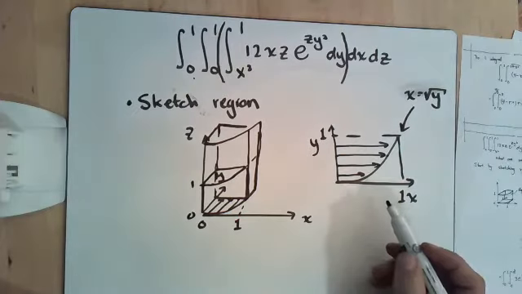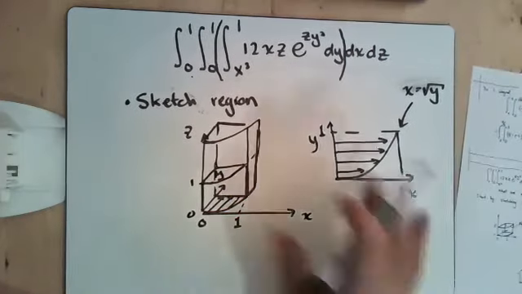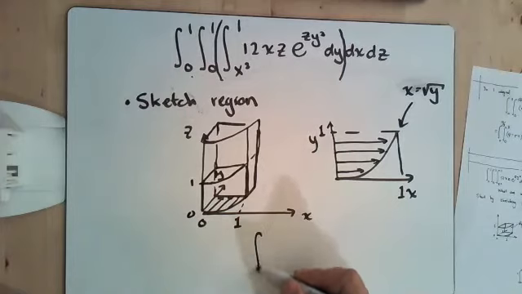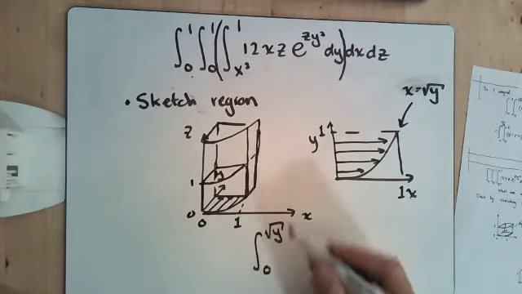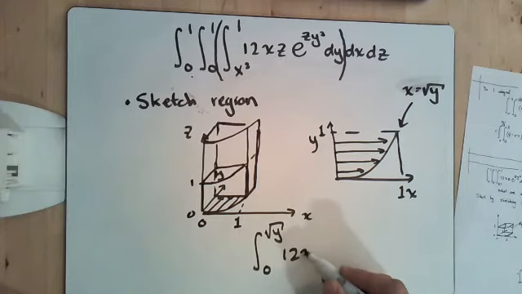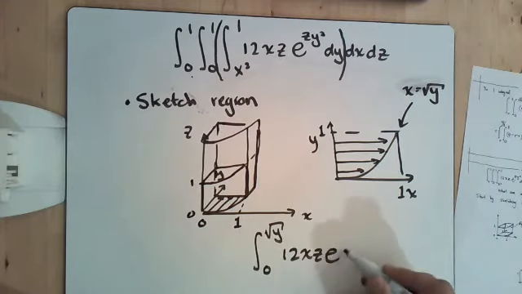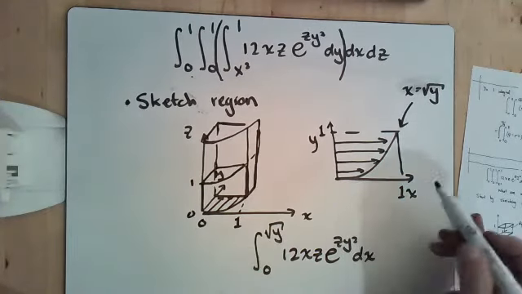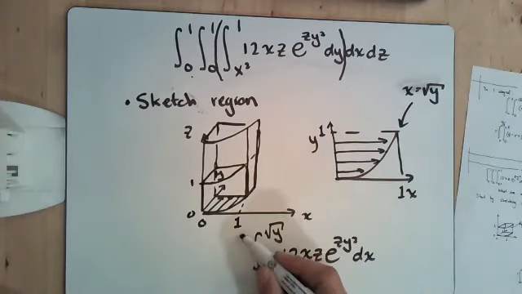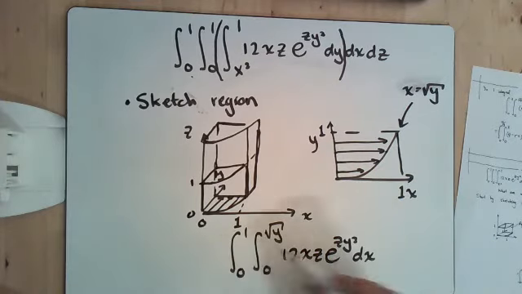is where we end. So our inner integral now would look like the integral from 0 to the square root of y. Our function stays the same, 12x z e to the zy squared. We're going to have now a dx. And then when I integrate with respect to y, I go from 0 to 1. And let's look at this and see if it gets us anything.